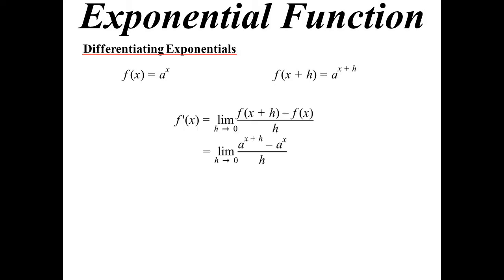Put it into our first principles formula and we get this. Limit as h approaches 0 of a to the power of x plus h minus a to the power of x. Okay, well I could factorise the a to the power of x, but that leaves me with a to the power of h minus 1, and I'm going to have that 0 on 0 problem still. So how can I fix this one up?